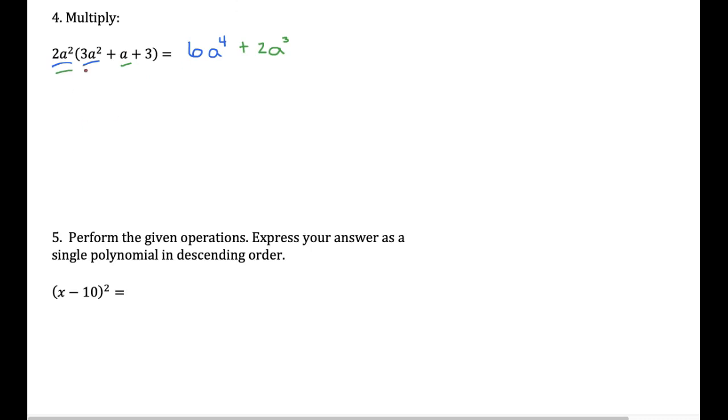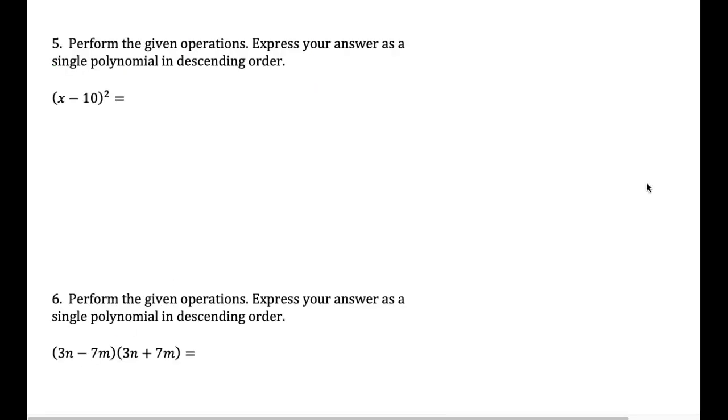And then the last one, 2a squared times 3, is going to give us 2 and 3 multiplied to give you 6. There's no a's in that one, so it's just a squared. And we've written it in the correct form, which is in decreasing power of a. And that's your final answer.